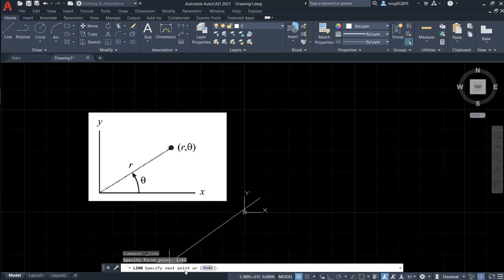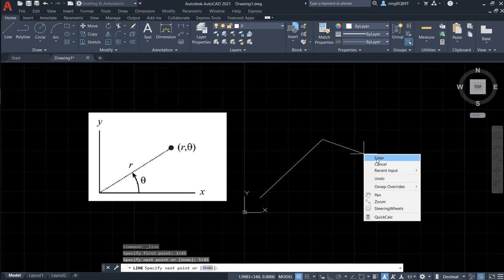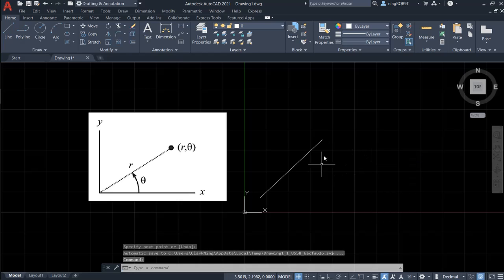Look at the command window. It says specify the next point. Let's type in 5 less than 25 angle. Enter. Right click the mouse. Enter. Okay. I have finished the line under the polar system.